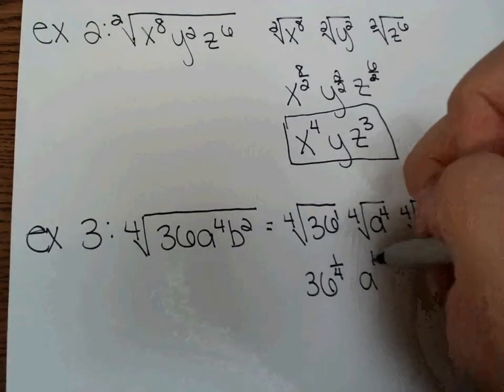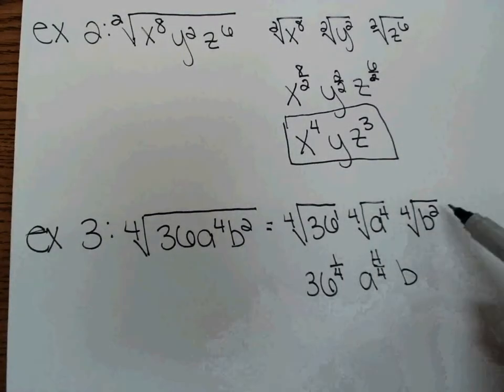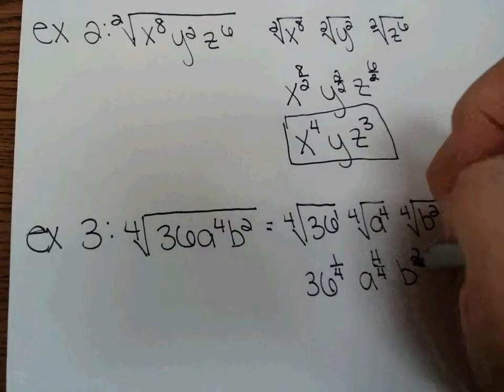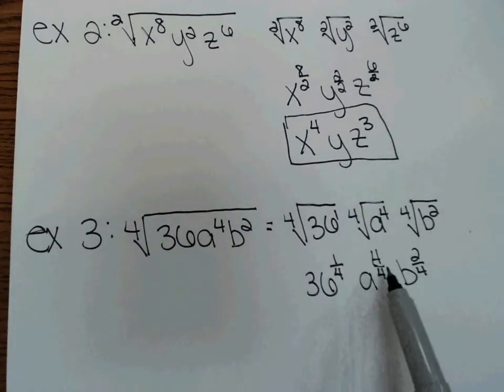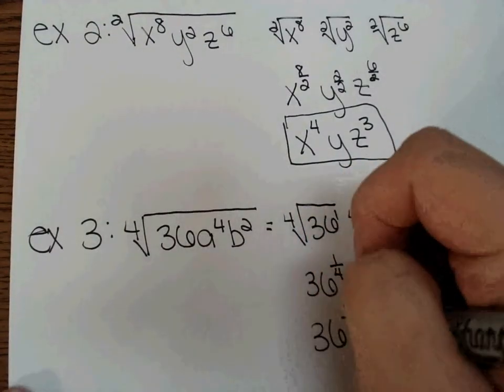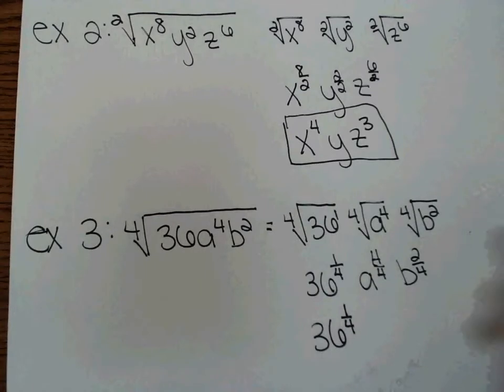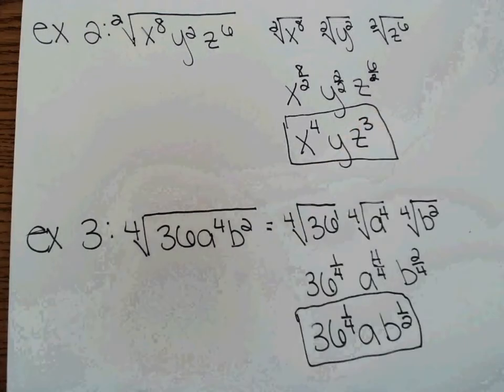Move on to my a's. This becomes a to the 4/4 and b to the 2/4. See if there's anything you can simplify, and in this case you can simplify your a and your b powers. I'm going to leave 36 to the 1/4 just like that. 4/4 reduces to 1, so I'm just going to say a to the first is the same thing. And 2/4 reduces to 1/2. So I'm going to say b to the 1/2 power. And that's your final answer.